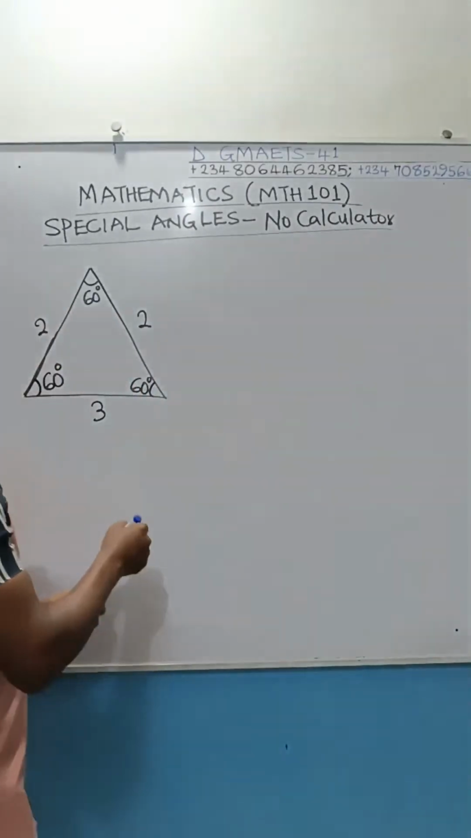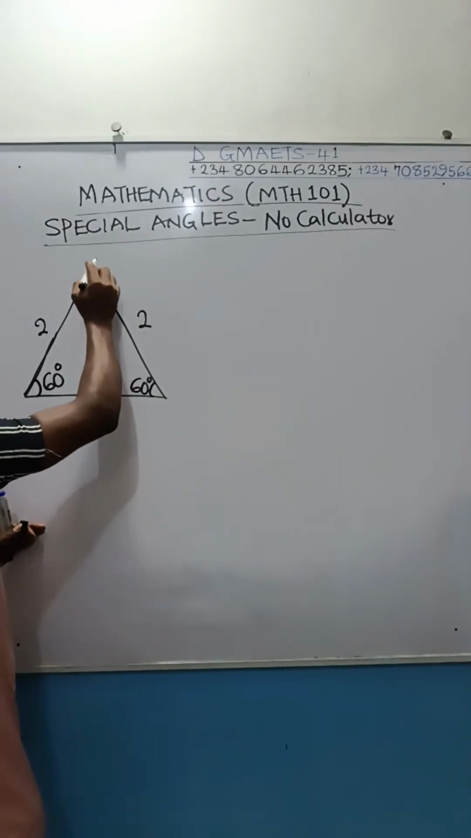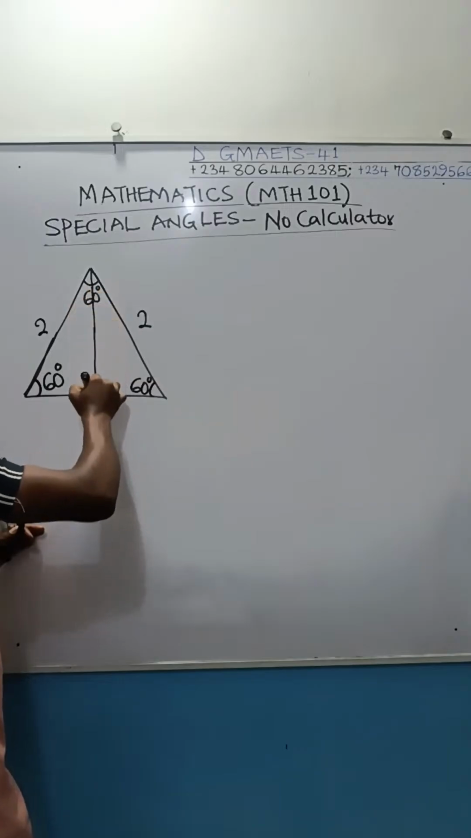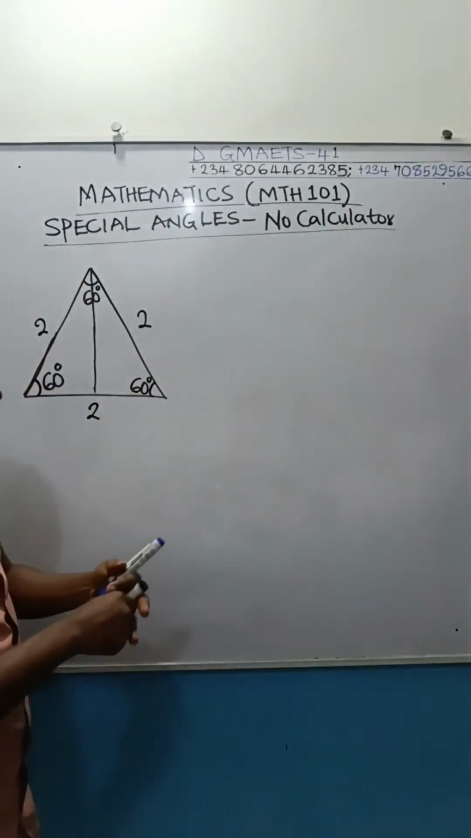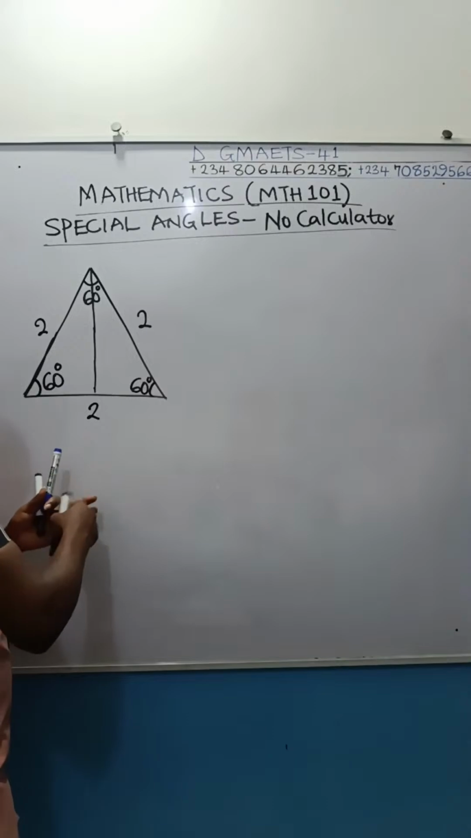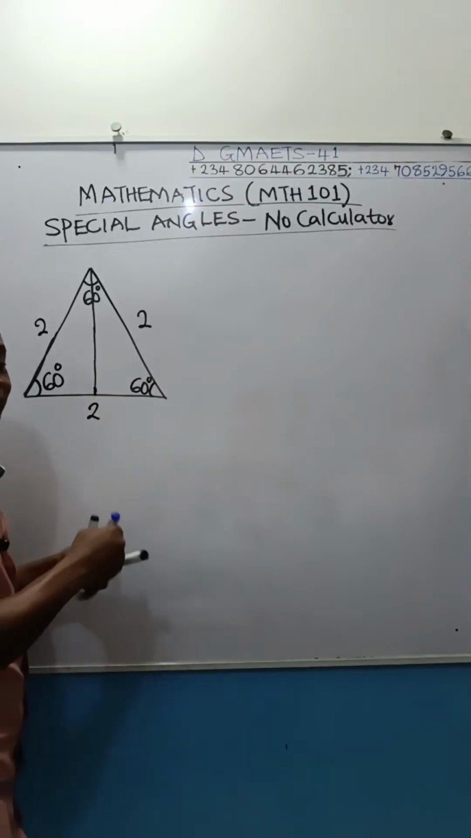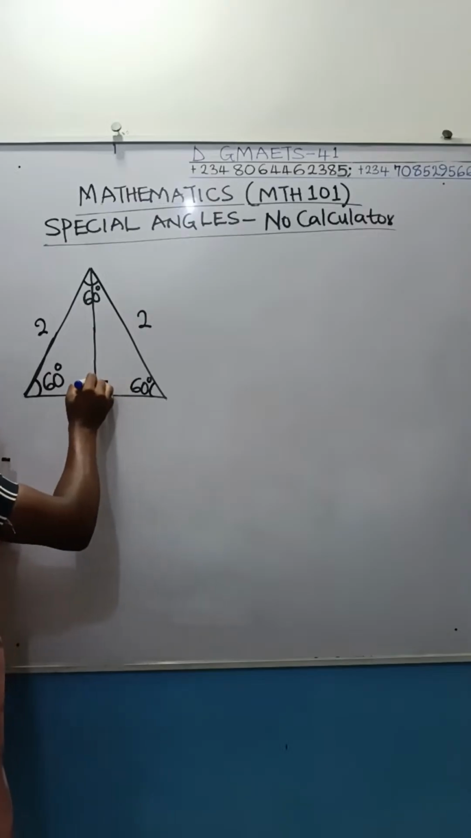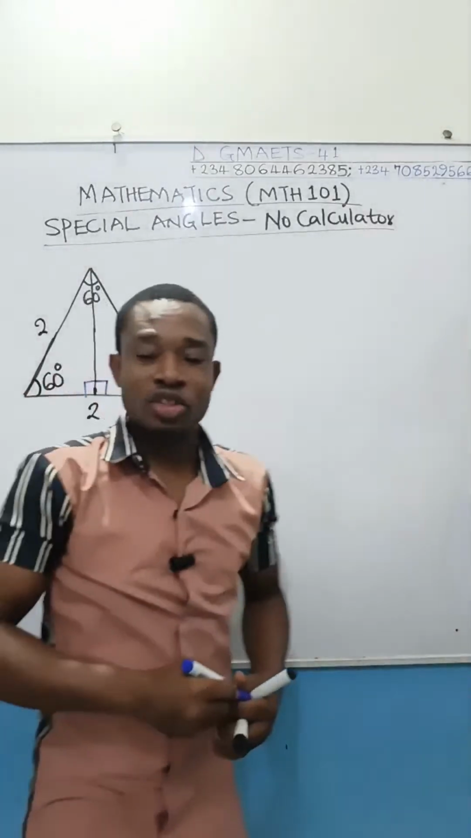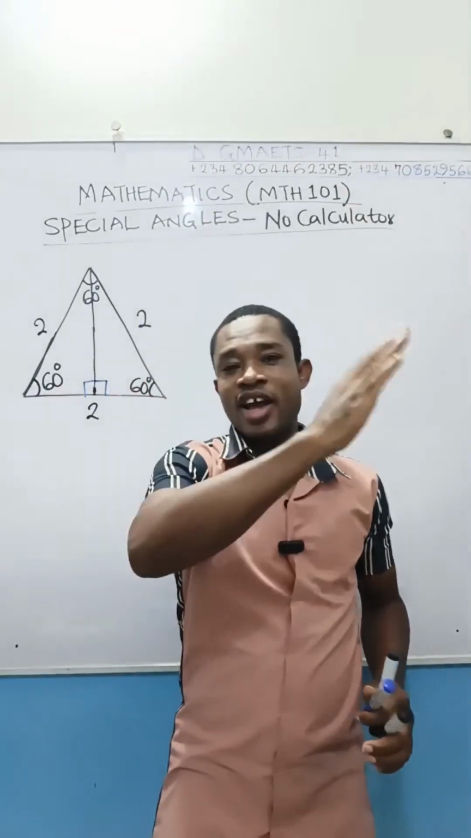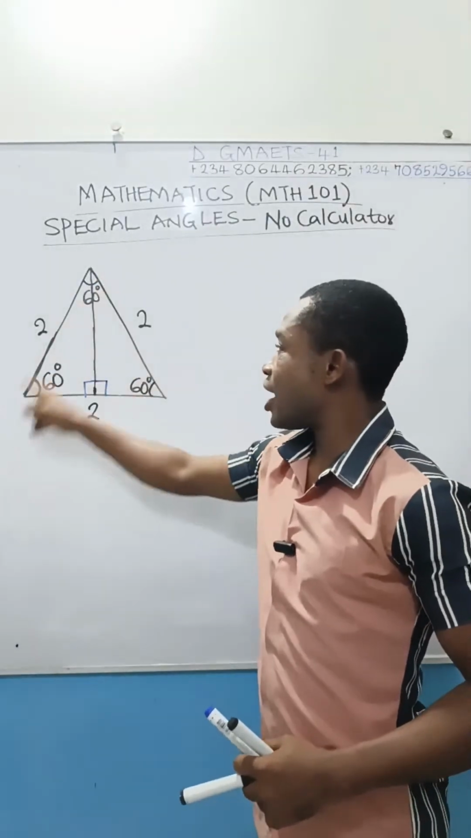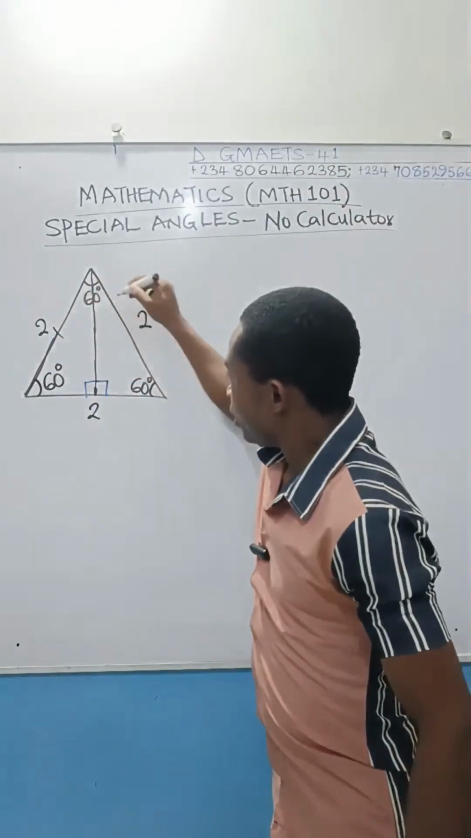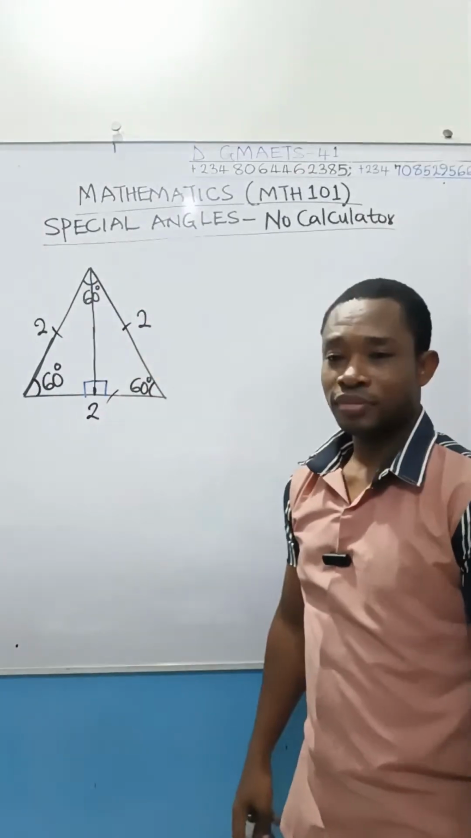Now we are going to divide this triangle into two by dropping this perpendicular height. This is 2. If I drop this perpendicular height, you agree with me that this triangle will have been divided into two right angle triangles, because the perpendicular height of an equilateral triangle divides that equilateral triangle into 2 right angle triangles. Each of the hypotenuses of these right angle triangles is 2 units, like I said.